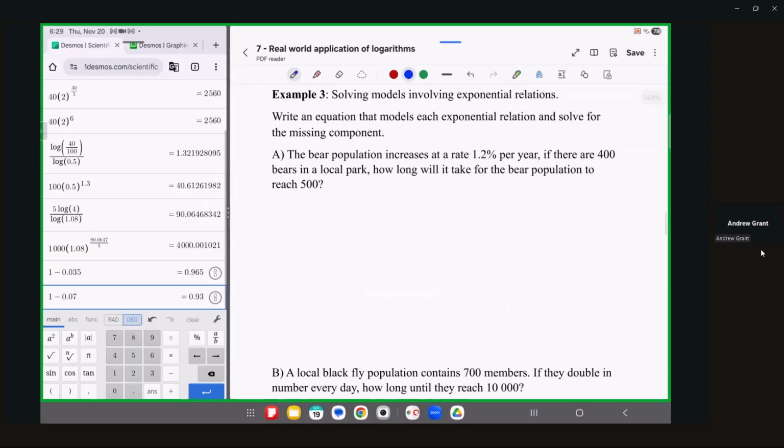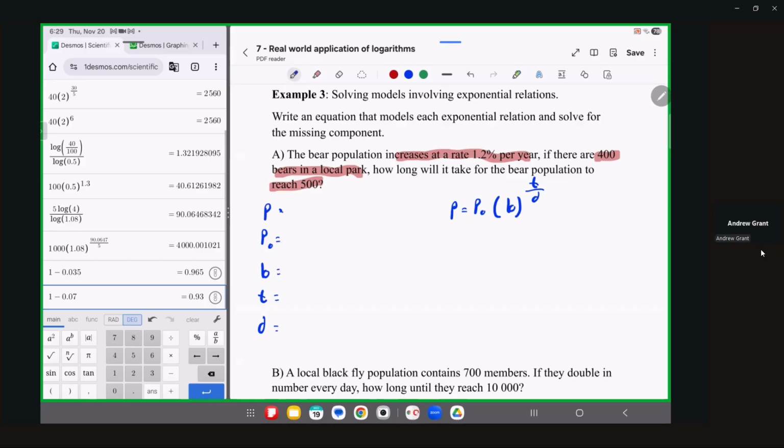So for letter A, the bear population increases at a rate of 1.2% per year. If there are 400 bears in a local park, how long will it take for the bear population to reach 500? Okay, so our equation is going to be P is equal to P naught times B to the power of T over D. So P sub 0, B, T, and D.